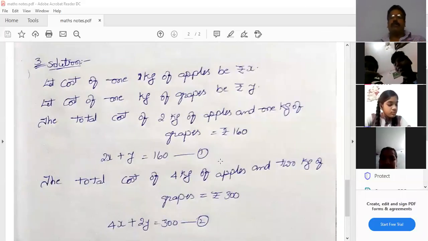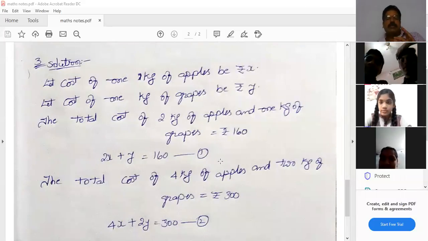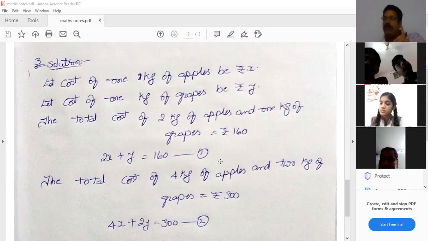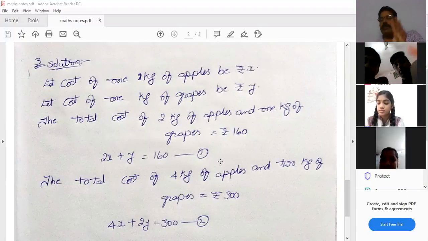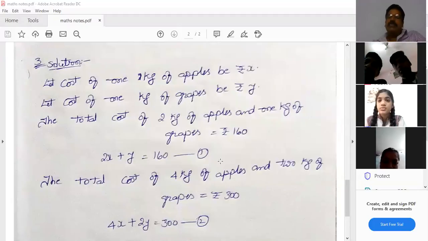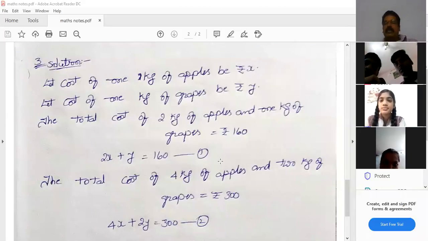Here the fruit seller purchased 2 kgs of apples and 1 kg of grapes, total for 160 rupees. So here, let the cost of 1 kg of apples be X rupees, and the cost of 1 kg of grapes be Y rupees, because you are finding the cost of 1 kg of apples and 1 kg of grapes. That's why you have to suppose 1 kg of apples is X rupees and 1 kg of grapes is Y rupees.